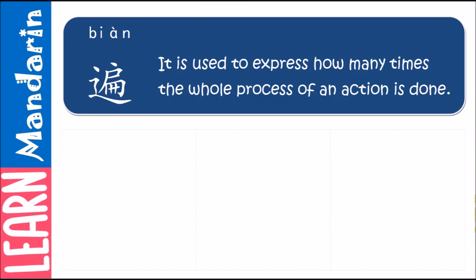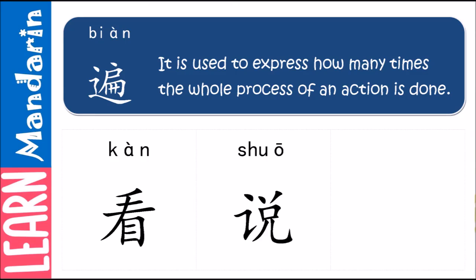遍 is a measure word used to express how many times the whole process of an action is completed. Examples would be 看一遍, 说一遍, and 抄一遍.